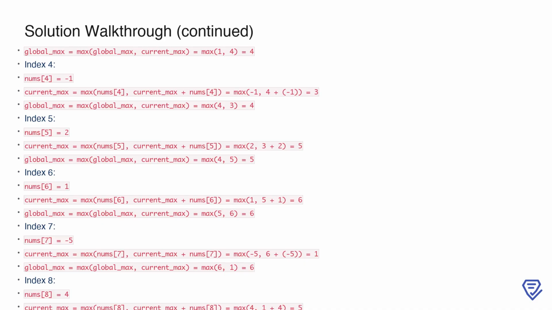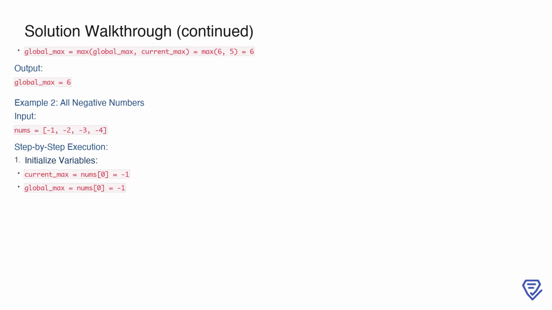The maximum of 4 and the sum of current_max plus 4 is calculated, giving a current_max of 5. However, global_max remains 6 as it is still the highest value encountered. After iterating through the entire array, the final value for global_max is 6. This represents the largest sum of any contiguous subarray within the input array.